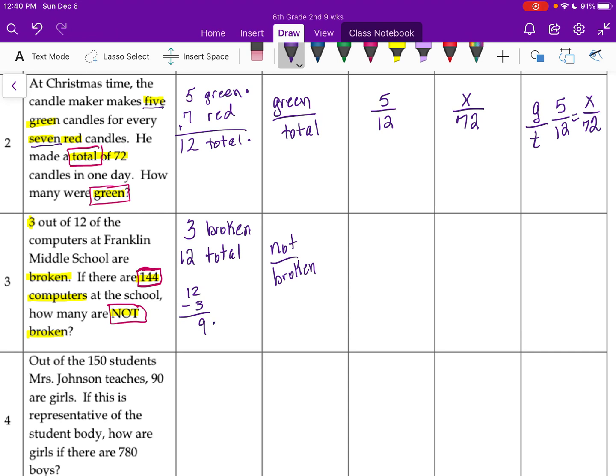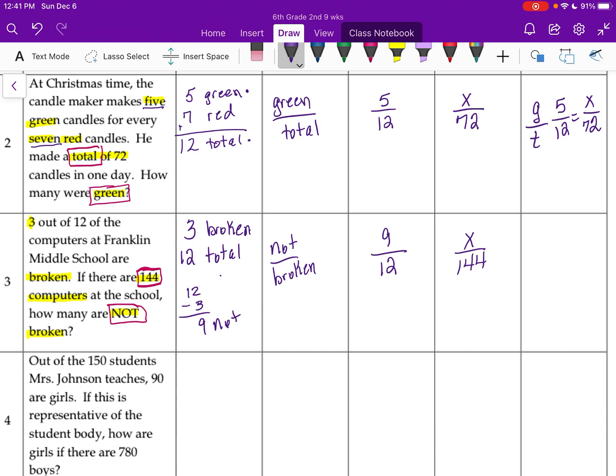Oh, I guess I should have put not by that one. All right, so how many are not broken? 9 out of, it's not out of 144, it's 9 out of 12, right? The 12 from the original ratio that they gave us. And then we don't know how many are not broken out of 144.